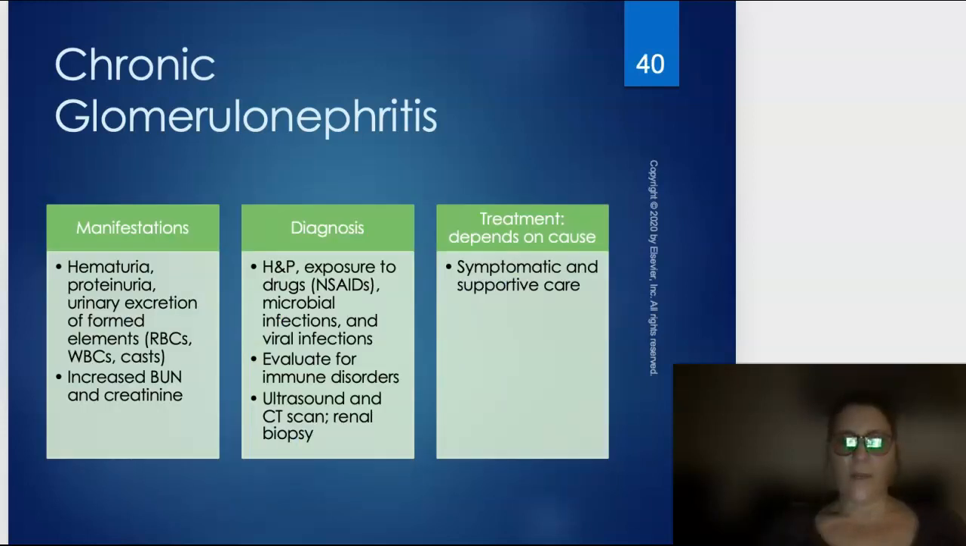So how does this manifest? We'll see hematuria, proteinuria, urinary excretion of red blood cells, white blood cells, increased BUN and creatinine. For diagnosis, we're going to look at their history and physical, their exposure to NSAIDs, because NSAIDs are not candy and they're not good for your kidneys. Microbial infections and viral infections. I say that because people think that if they take something over the counter that it's not a big deal. And as we've discussed, it's a huge deal.